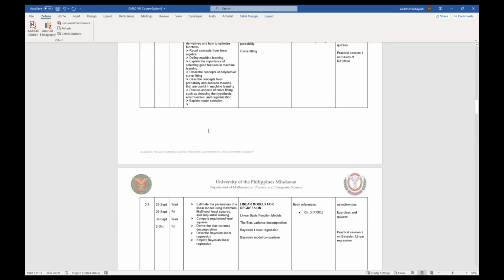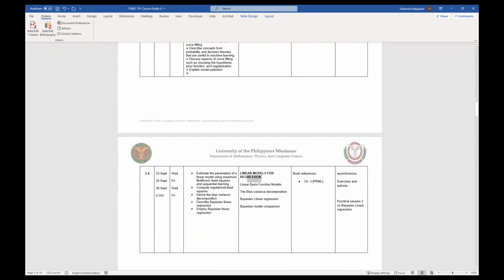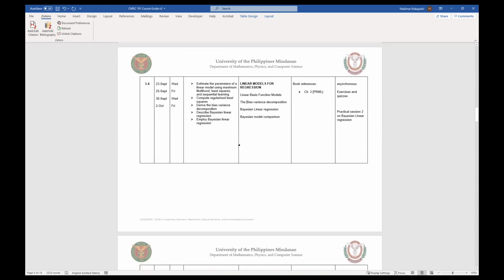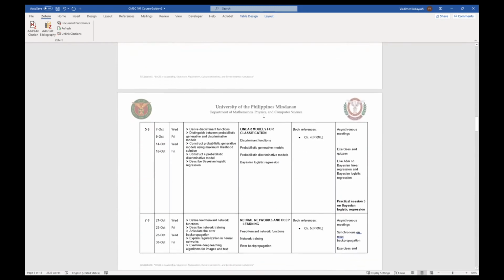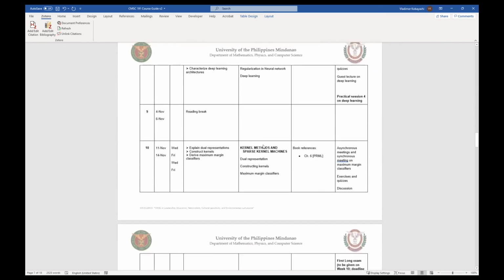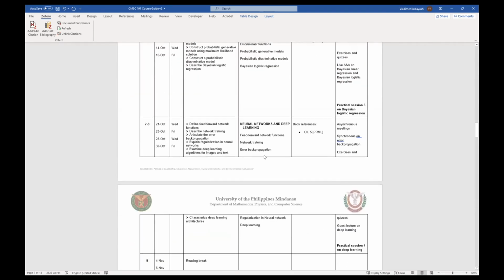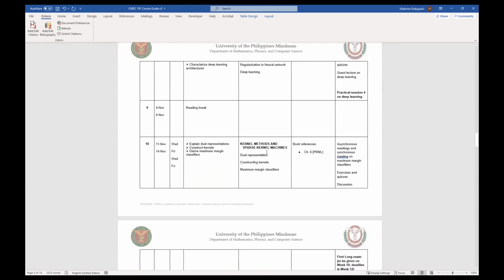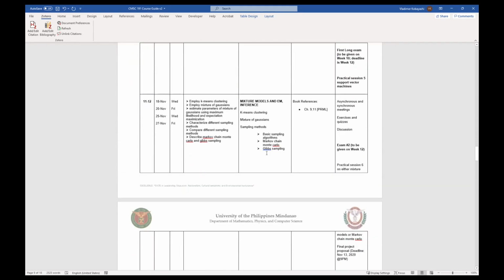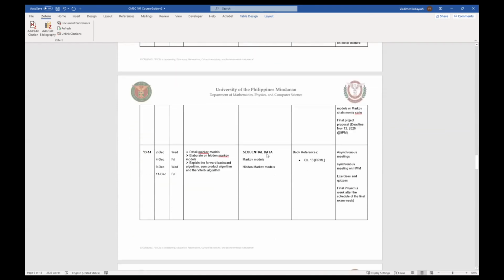Okay. So we'll be discussing linear models for regression on the third to fourth week. Then linear models for classification, neural nets and deep learning, which is a very interesting field. And then we are also going to study kernel methods and sparse kernel machines, mixture models and EM, inference, and of course sequential data.